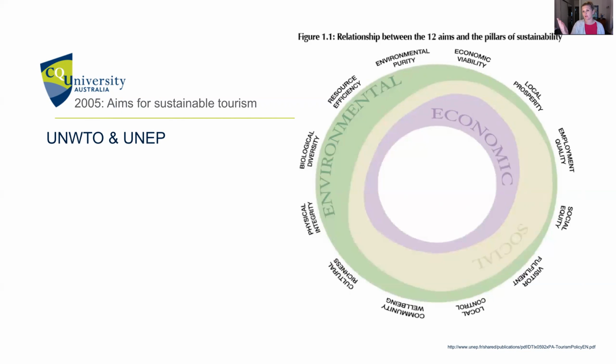Sometimes local economic viability and local prosperity is swayed towards economic, but it also includes social and environmental. Employment quality has hardly any environmental, but some. But what it's really displaying here is that there's not one that's all just about the environment, one that's all about the economy, or one that's all about social. In fact each challenge or each aim for sustainable tourism involves all 3.